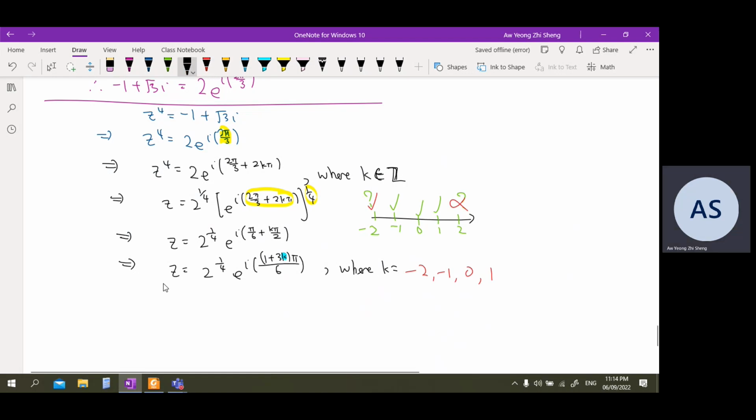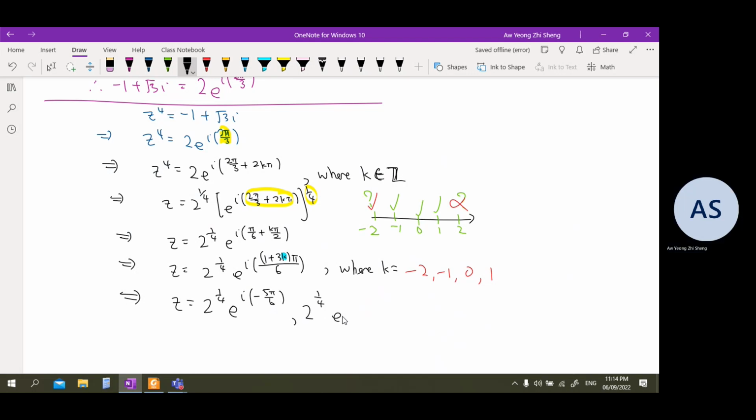So at the end, just write down your 4 solutions, substituting in your k. So you have e^i, when you sub in -2, you have -5 pi over 6, followed by 2 power 1/4. e^i, when you sub in -1, you have -2 pi over 6, which is -pi over 3.